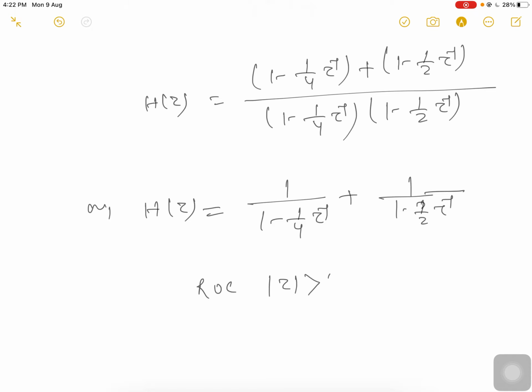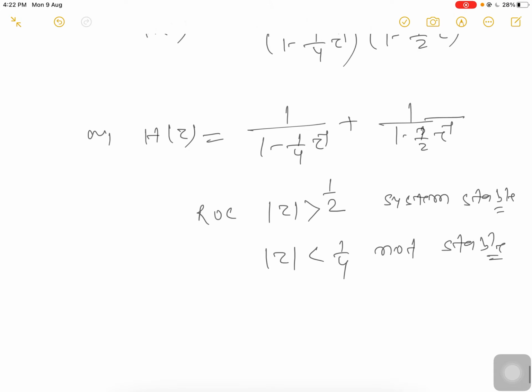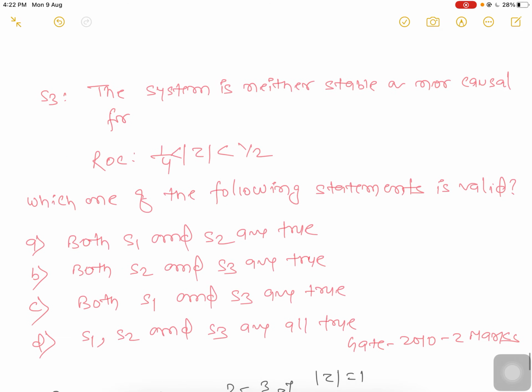ROC mod z greater than half, the system is stable. Okay, and for ROC mod z less than 1 by 4, the system is not stable in this condition. And for mod z greater than 1 by 4 and less than 1 by 2, it does not include the unit circle, so not stable. So check the conditions S1, S2, S3.